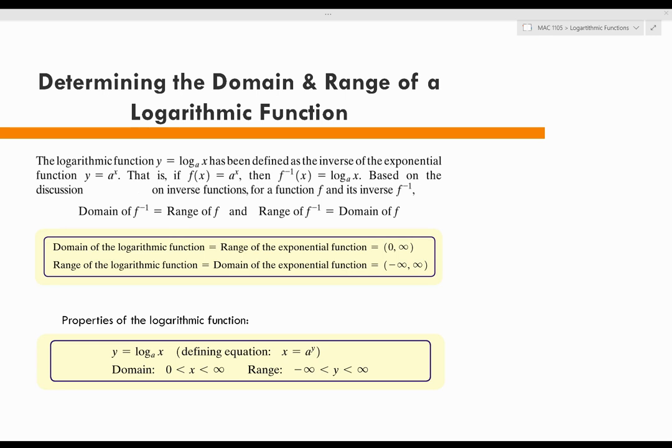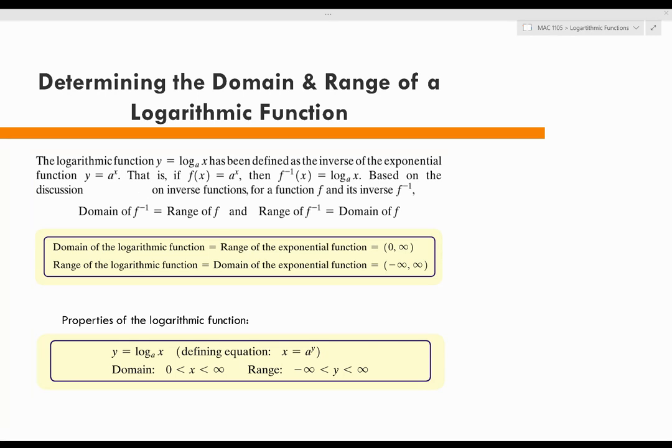All right, you guys, we're going to continue our discussion on logarithmic functions. So on this slide, you can see that we are going to try to determine the domain and range of any logarithmic function. It says the logarithmic function y equals log base a of x has been defined as the inverse of the exponential function y equals a to the x.